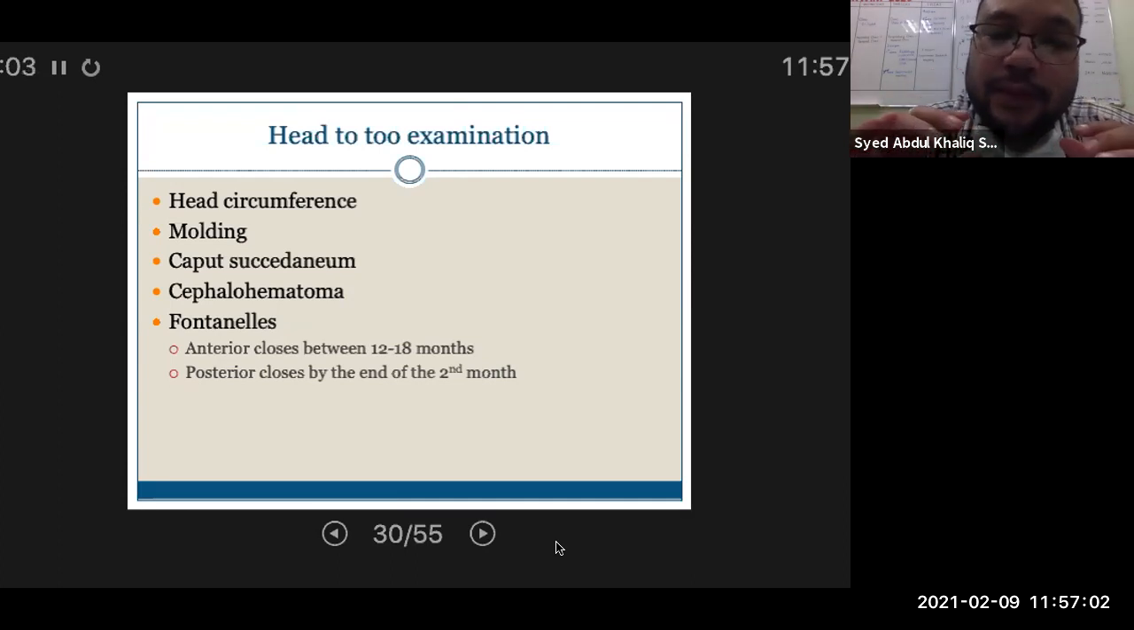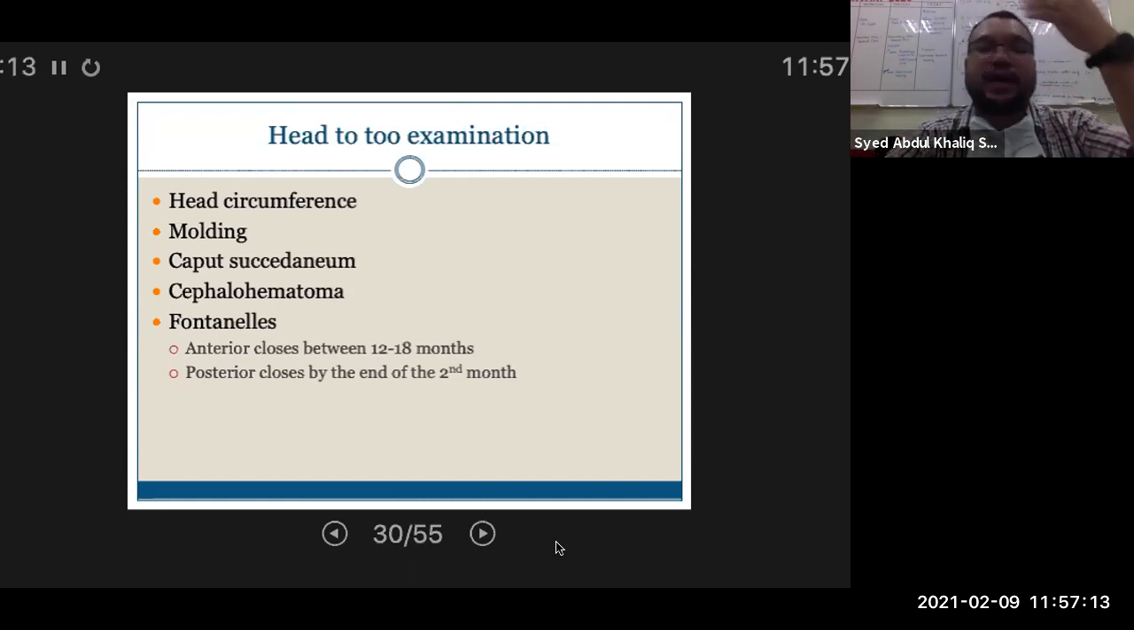So there'll be tender. Cephal hematoma does not cross the midline. It does not cross the suture. But subaponeurotic hemorrhage, subgaleal hemorrhage, it can bleeding, it can cross anywhere, it can go to your whole body.